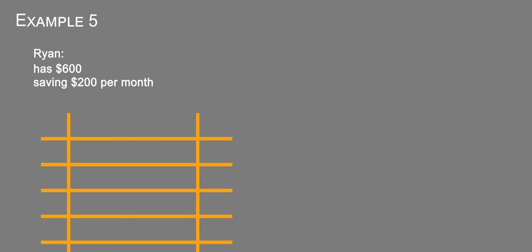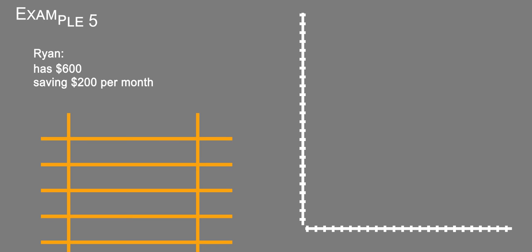Is the function continuous or discrete? Explain, and then finally interpret the points that we graphed. So I went ahead and graphed a coordinate plane here, so we can graph that later. We're asked to write the function first.